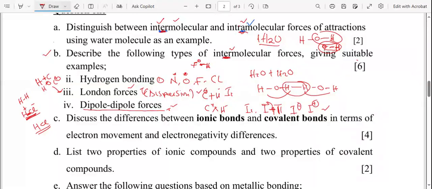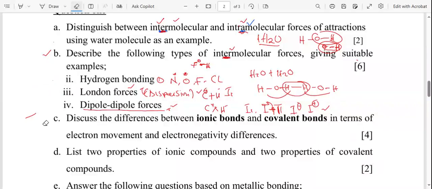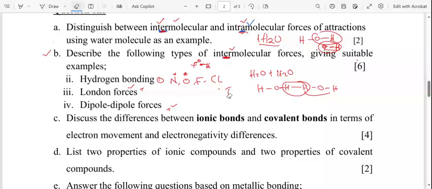Okay, so that is it about random forces. I said these random forces are forces caused by temporary dipoles due to the movement of electrons. And for hydrogen bonds, I said these are strong intermolecular forces, caused when hydrogen is bonded to more electronegative elements such as fluorine. So there are elements that form hydrogen bonds when hydrogen is bonded to a more electronegative element.